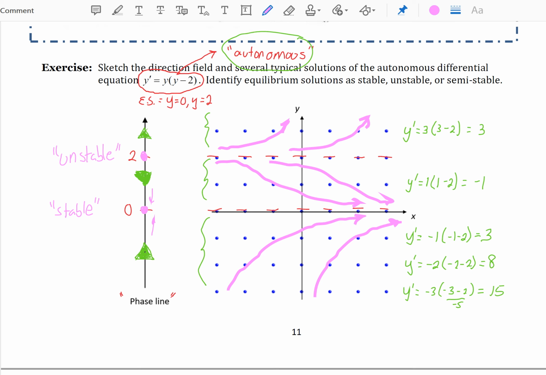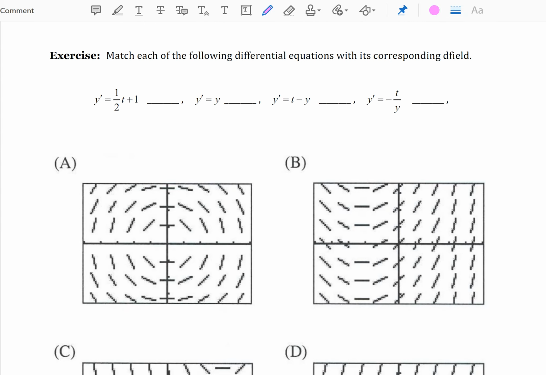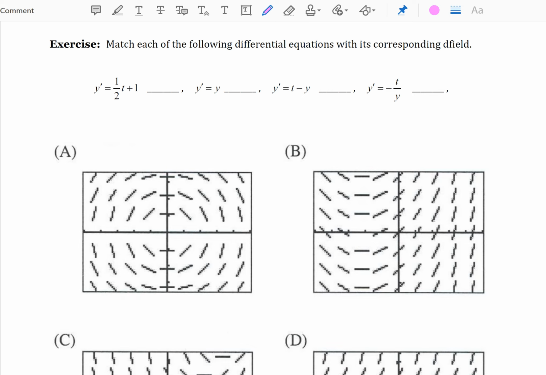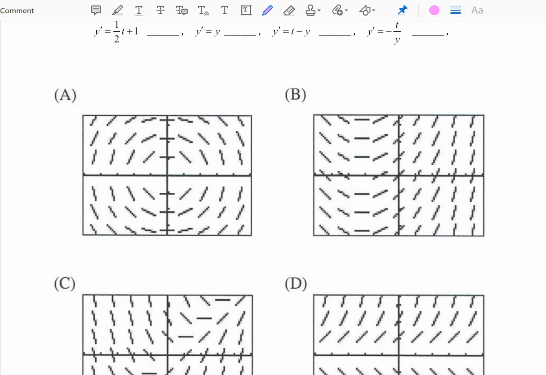Okay, I have one more example to look at with you today, and this would be a matching exercise. So in this problem, I would like to match each of the following differential equations with its corresponding direction field. Now, there's different ways you can do this. You could do them point by point, or you can use what you know about the signs of your differential equations or the value at specific points to help you predict it.